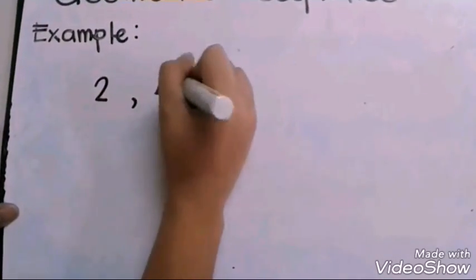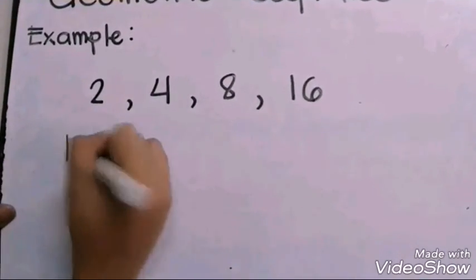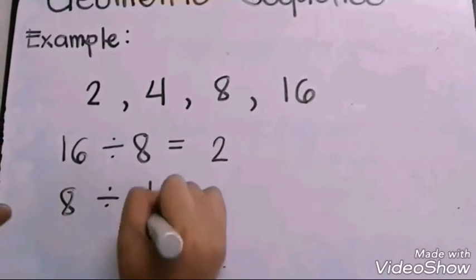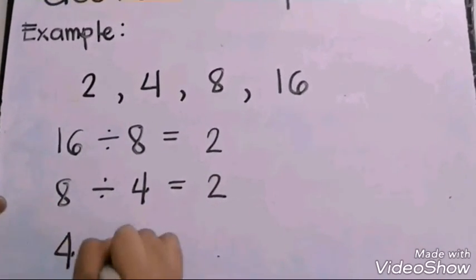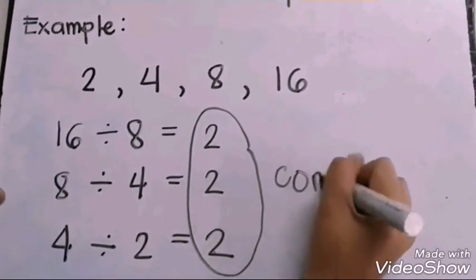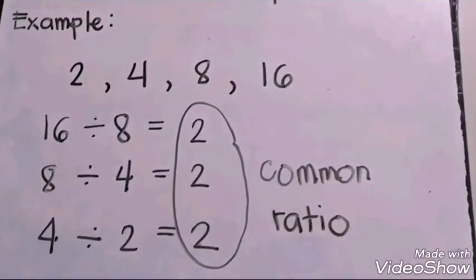Say we have the sequence 2, 4, 8, and 16. So in order to know if this is a geometric sequence, we have to check if it has a common ratio by dividing any term by its preceding term. So here we see that the common ratio is 2, and so this sequence is geometric.